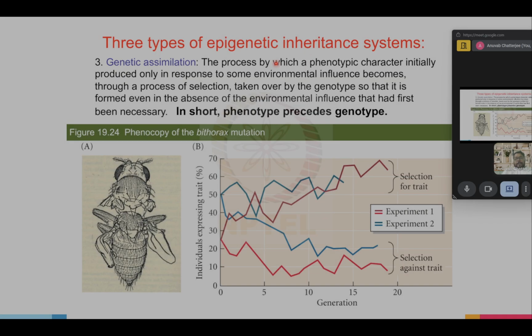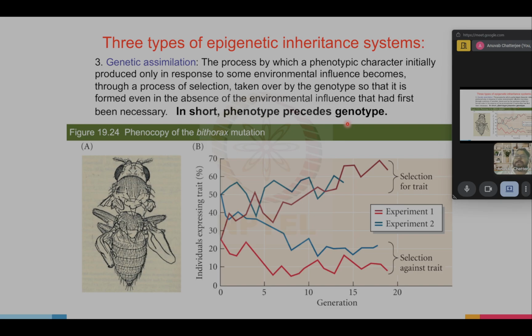And finally, we have genetic assimilation. This is the process by which a phenotypic character initially produced only in response to some environmental influence becomes, through a process of selection, taken over by the genotype. So that it is formed even in the absence of the environmental influence that had first been necessary. In short, phenotype precedes the genotype.